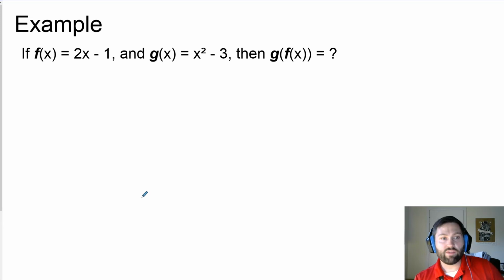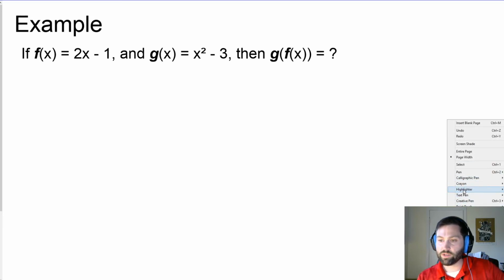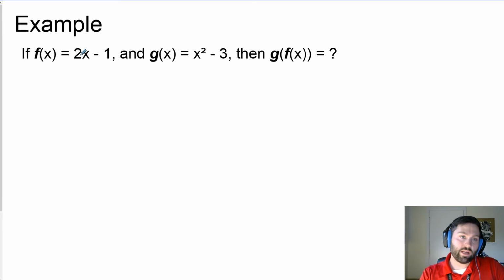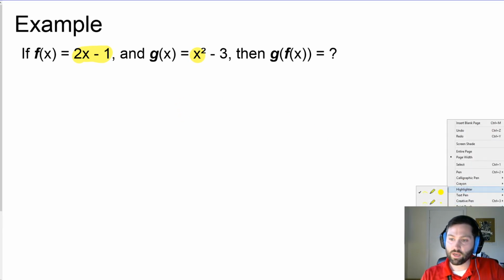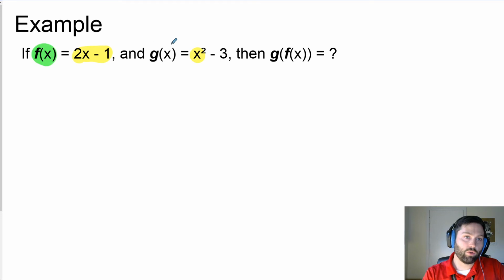So here's another one, and it involves exponents, and it's really good to get a handle on these exponents now because we are going to be seeing them. If f of x equals 2x minus 1 and g of x equals x squared minus 3, then g of f of x is equal to what? Okay, so what I am going to do is understand that I'm going to be taking this expression and substituting it here. And f of x, the whole thing, is going to go in here.